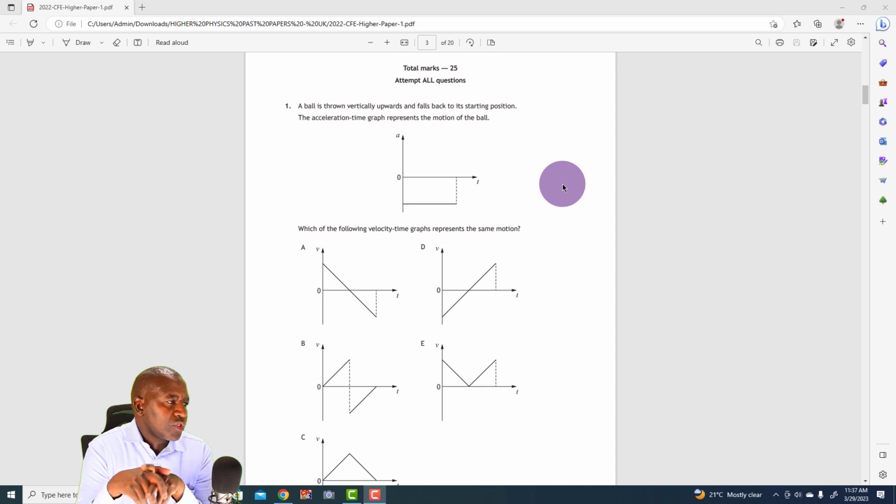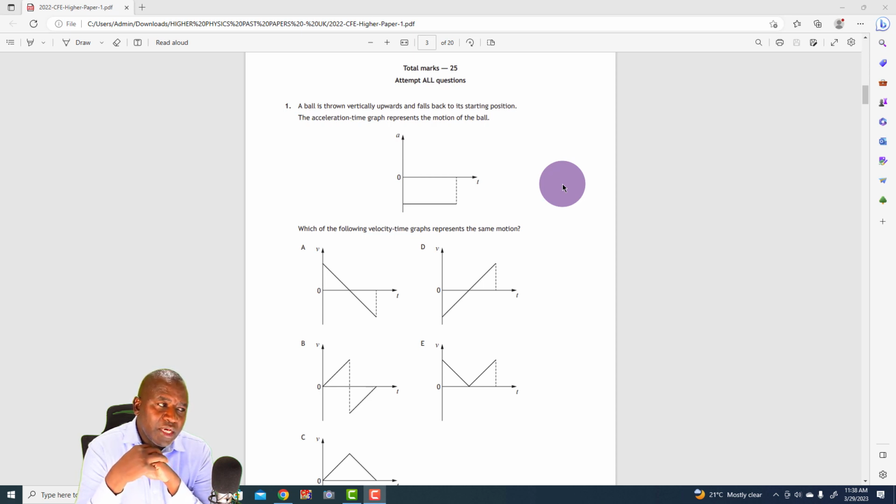In this first question, you are given that a ball is thrown vertically upwards and falls back to its starting position. The acceleration time graph represents the motion of the ball. Which of the following velocity time graphs represents the same motion? The motion of an object can be represented using three types of graphs: a displacement time graph, a velocity time graph, and an acceleration time graph. So one type of graph can be extracted from the other.